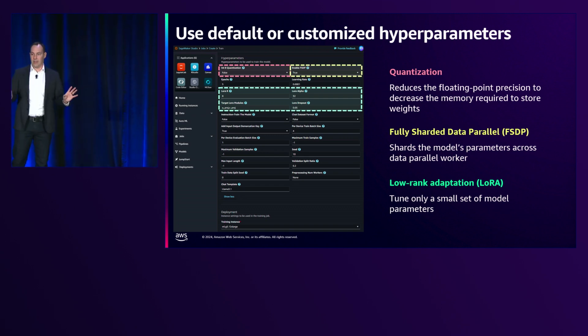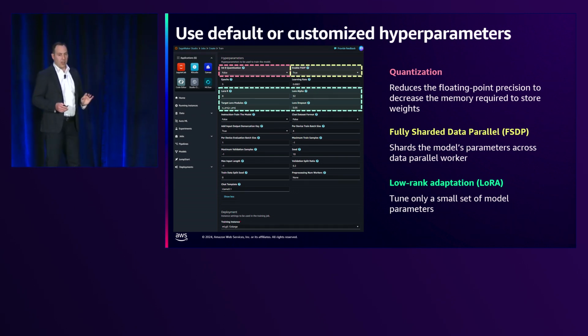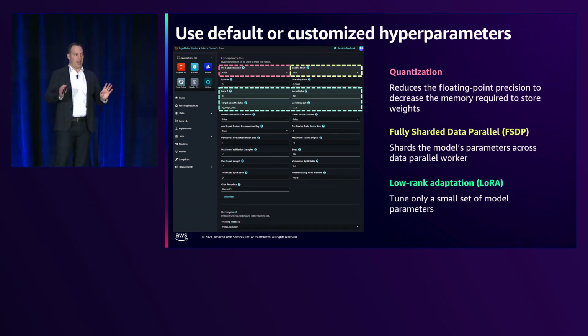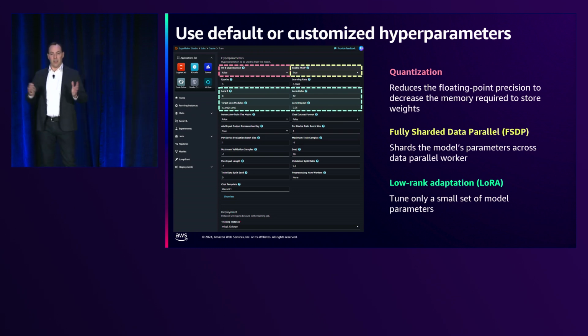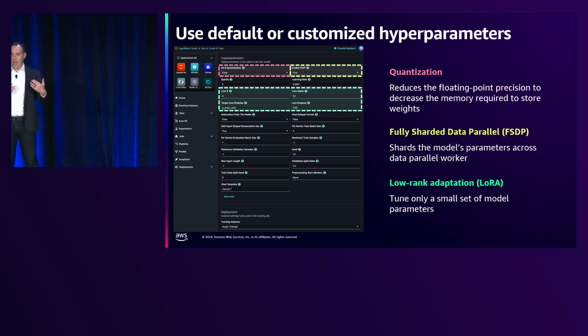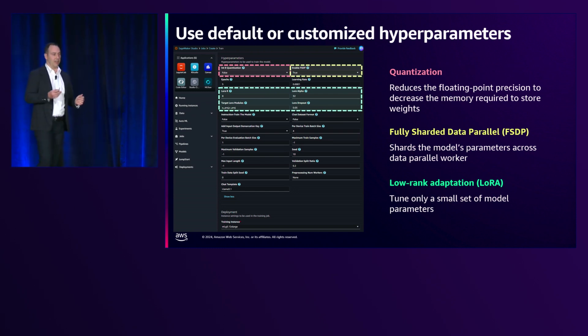So those are just three examples of the many hyperparameters that we have. And in each case, we have smart defaults. So you could just look at this page, not read anything, and click go. And that fine-tuning job will start. But if you want to go back and start iterating, go deeper, you always can in SageMaker.